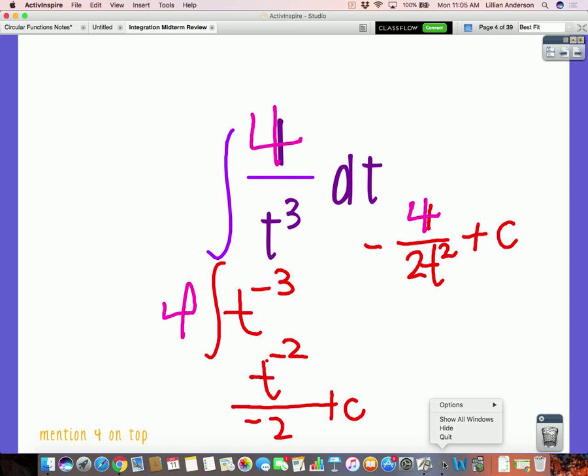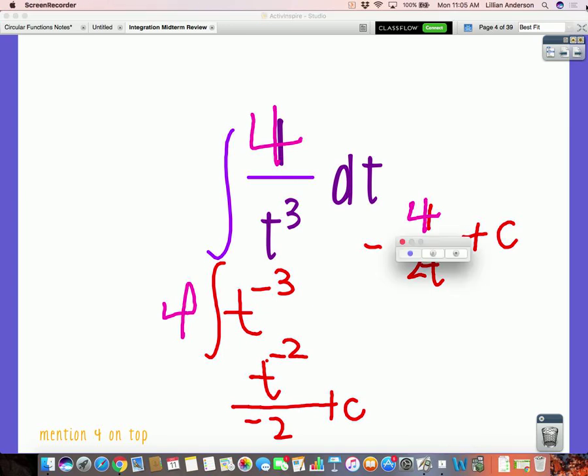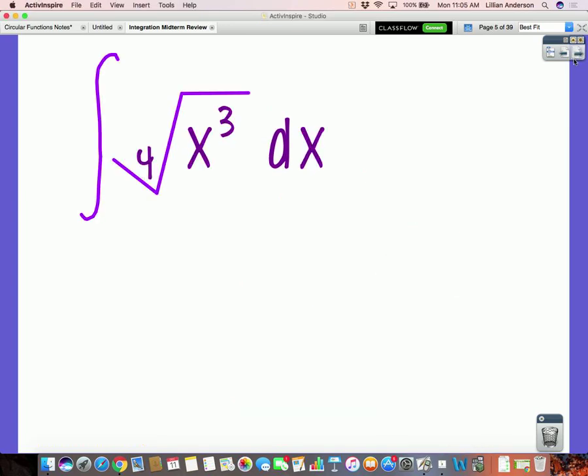Go ahead. And then the 4 and the 2 would reduce. Yes, the 4 and the 2 would reduce. Okay? I am recording. Wonderful. Clear your desk.